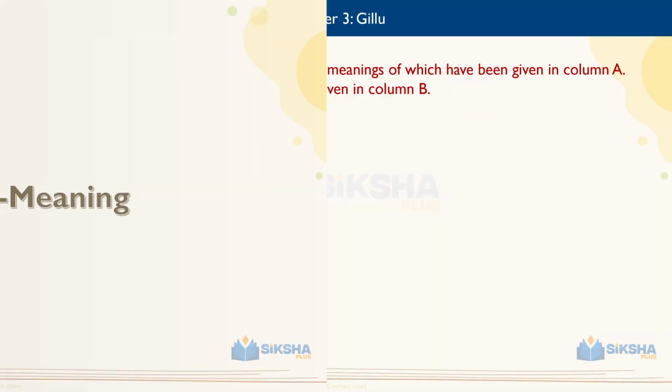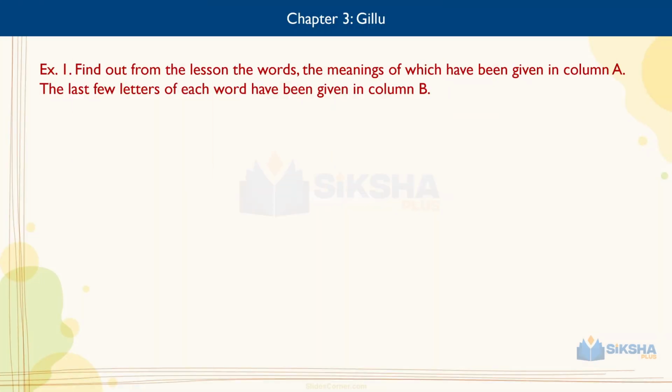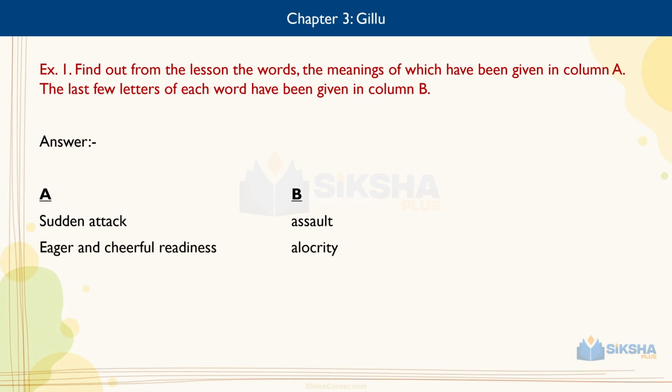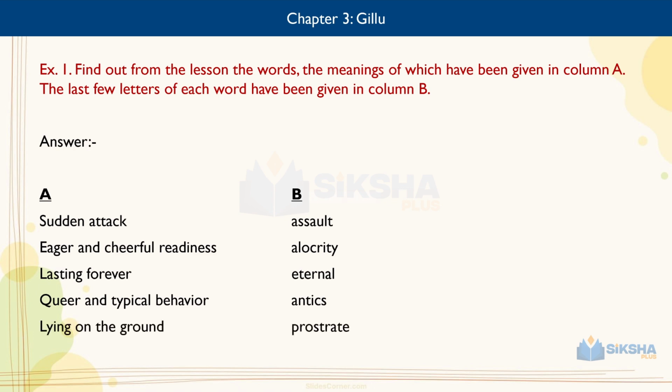Word meaning. Find out from the lesson the words, the meanings of which have been given in the column A. The last few letters of each word have been given in column B. Answer. Sudden attack, assault. Eager and cheerful readiness, alacrity. Lasting forever, eternal. Queer and typical behavior, antics. Lying on the ground, prostrate.